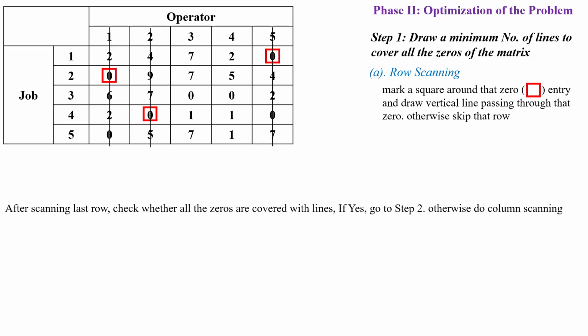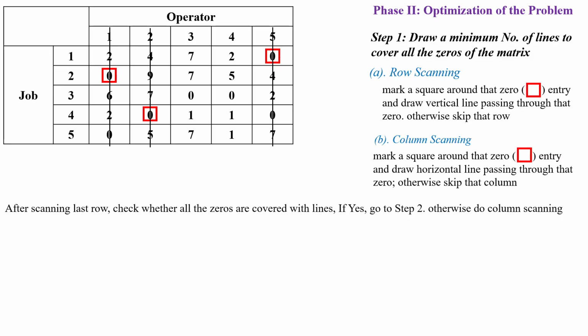After scanning the last row, check whether all the zeros are covered with lines. If yes, go to step 2. Otherwise, do the column scanning. Here, after scanning the fifth row, there are still two zeros not covered with the square mark. Then I have to go for the column scanning. In column scanning, mark a square around that 0 entry and draw a horizontal line passing through that 0. If a column has more than one 0, we have to skip the respective column.